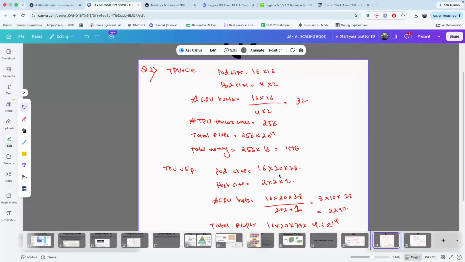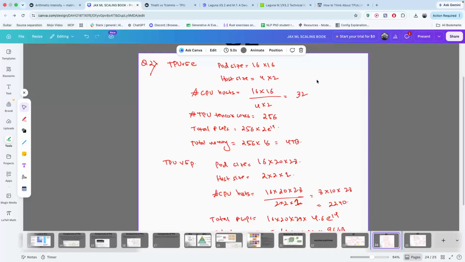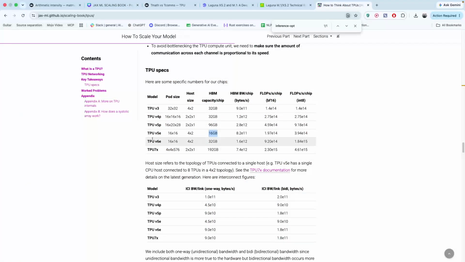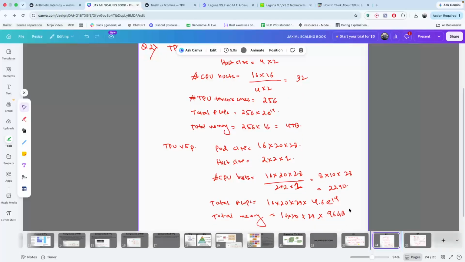Now if we go over the same exercise on TPU V5P, which is here, it has a pod size of 16 × 20 × 28, and each CPU host is managing 2 comma 2 comma 1. So the total number of CPU hosts is going to be the ratio 16 × 20 × 28 divided by 2 × 2 × 1, and this comes around 2240.